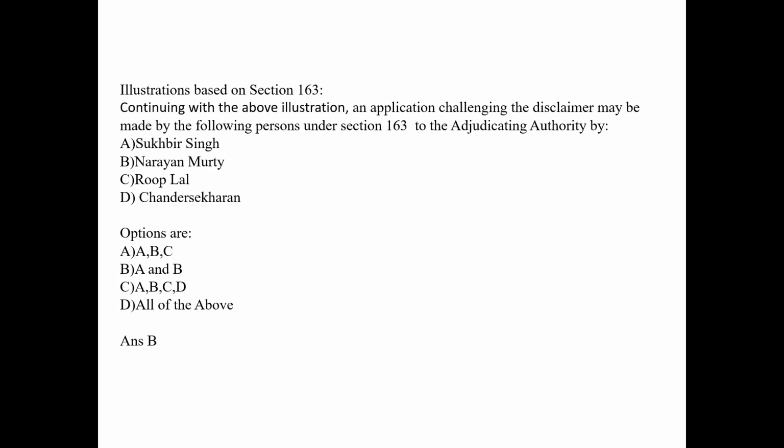163. Yes. Continuing with the above illustration, an application challenging the disclaimer may be made by the following persons under section 163 to the adjudicating authority by. So who was Sukhbir Singh? Sukhbir Singh was the person who was growing crops. Right? Yes. Narayan Murthy is the lessee in the canteen contract.